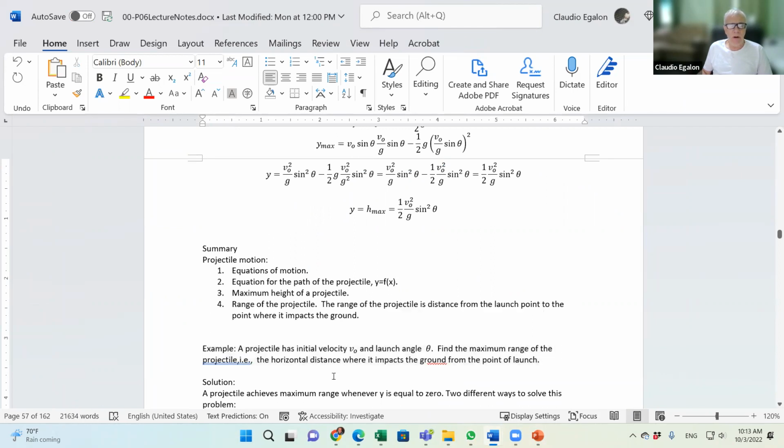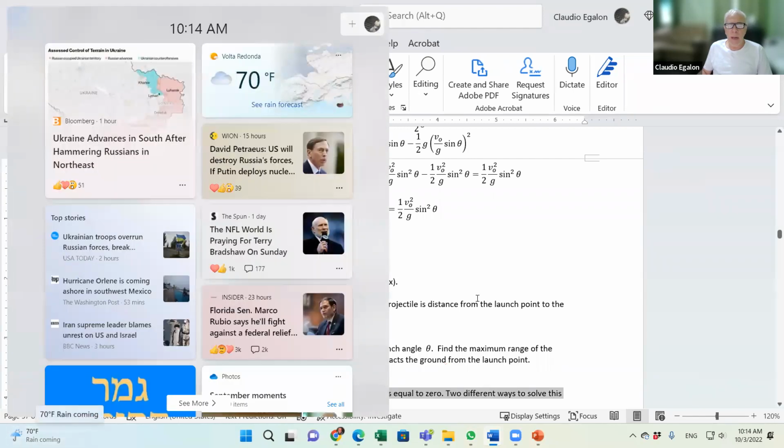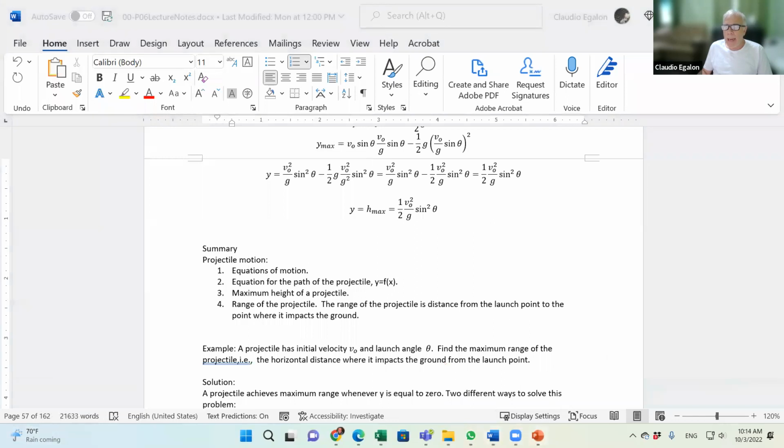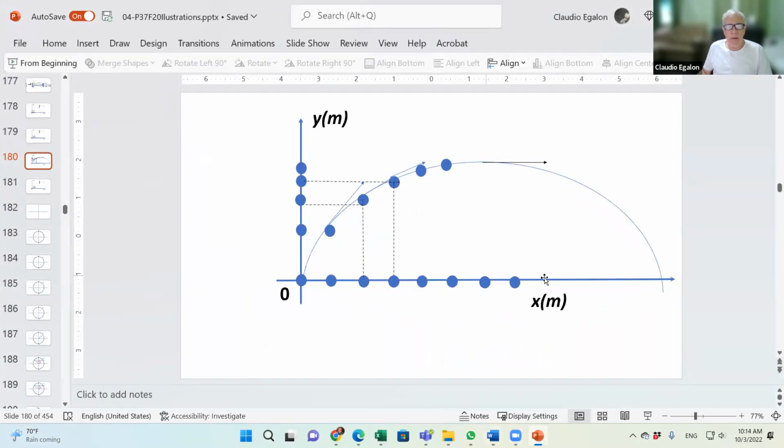A projectile has initial velocity v naught and launch angle theta. Find the maximum range of the projectile, the horizontal distance where it impacts the ground from the point of launch, from the launch point. Okay, so a projectile is going to reach maximum range whenever its y position is going to be equal to what? It's going to be equal to 0, right? So that's the condition for maximum range.